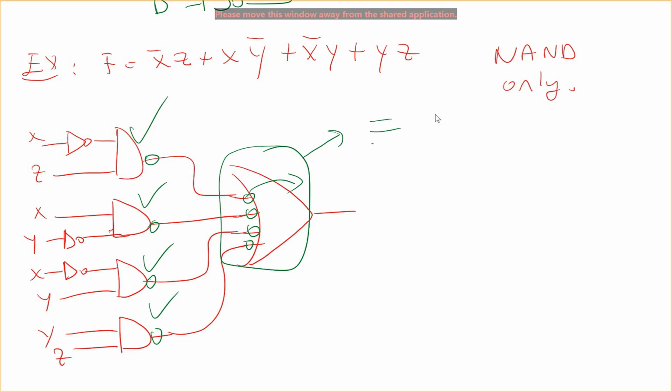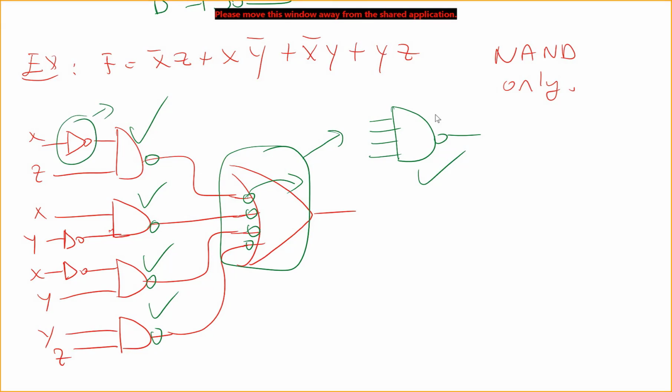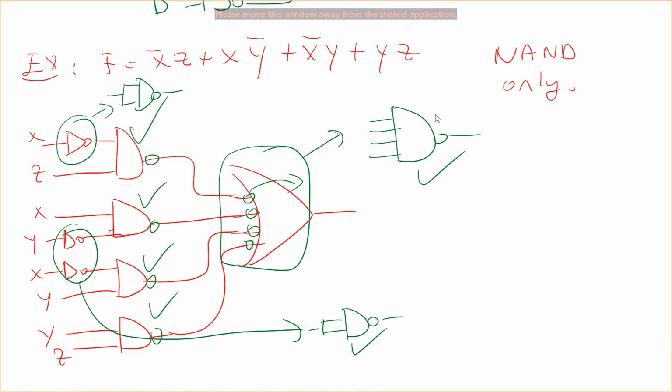So this will have a 4 input NAND gate. So this is also a NAND gate. So only remaining are these NOT gates, so I can represent them using a 2 input NAND gate where the inputs are connected together. So these are also NAND gates. One final example with the NAND.